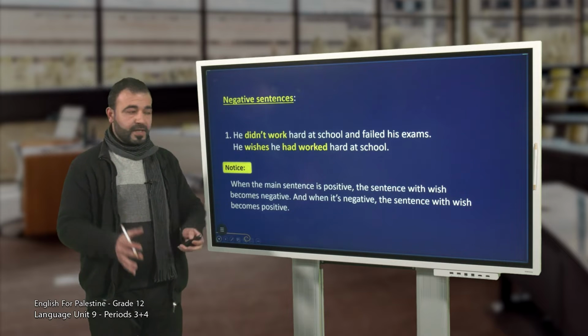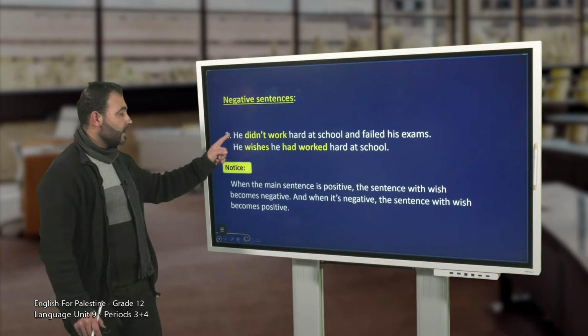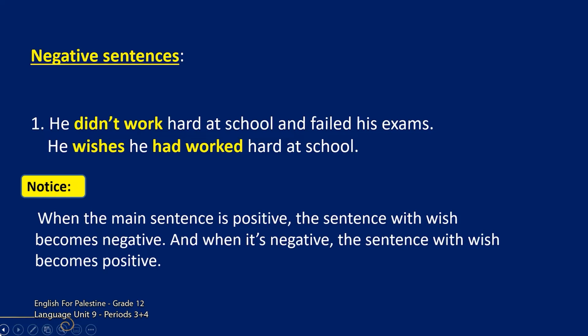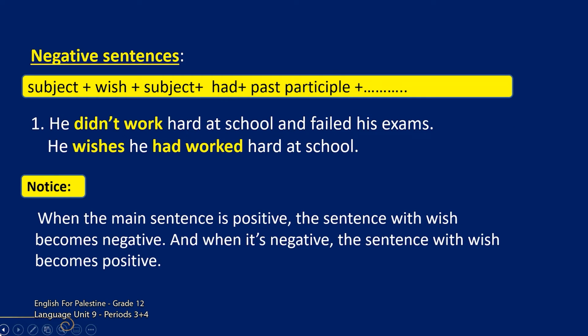Now, negative sentences. When we have negative sentences, for example, he didn't work hard at school and failed his exams. If we have to use the verb wish, the rule again is we start with the subject, then we have the verb wish. It's in the present simple tense. Remember, wish in the present simple tense. Then the subject and had plus the past participle form.